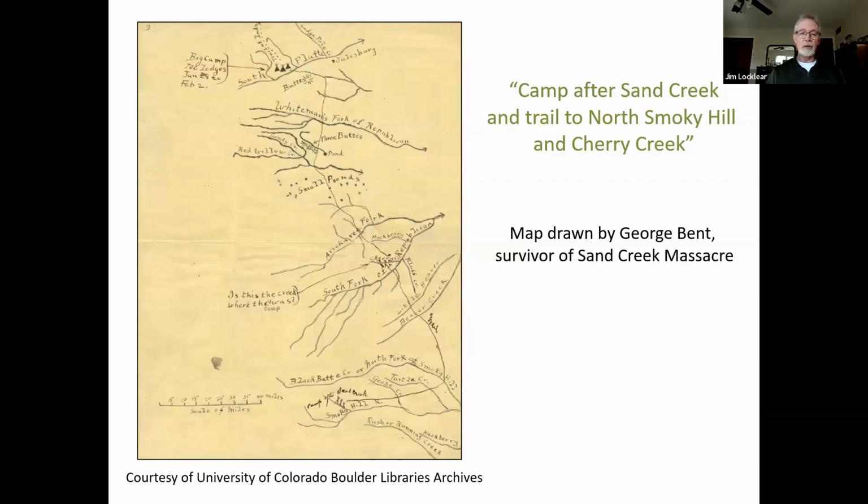They moved north to a place called Cherry Creek, which is in the very northwest corner of Kansas. I'm sorry, here's the first camp after Sand Creek, and then Cherry Creek, where they gathered and plotted the revenge, which the first event was an attack on Julesburg, Colorado.